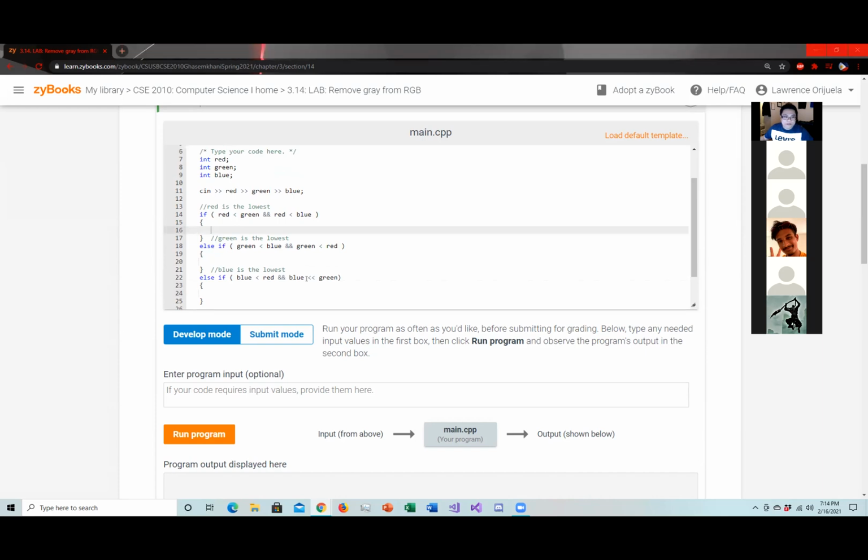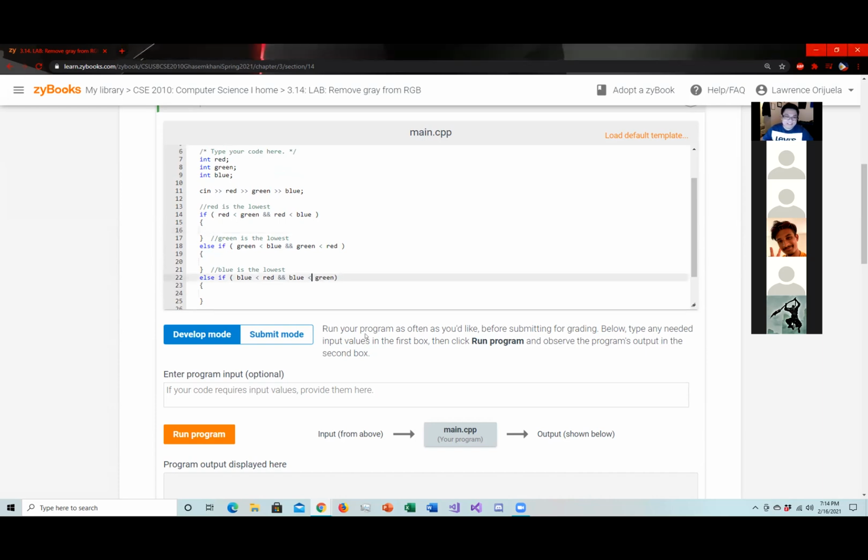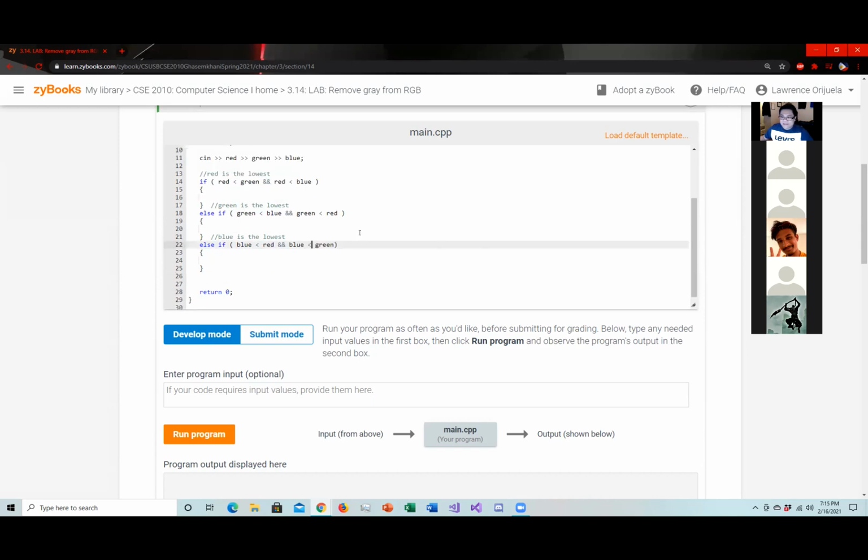Put double less than. Oh, thanks for catching that. Thank you, Michael Rubio. And now this code will execute if red is the lowest, right? So what are we trying to do? We want to subtract the lowest value from each of the three.